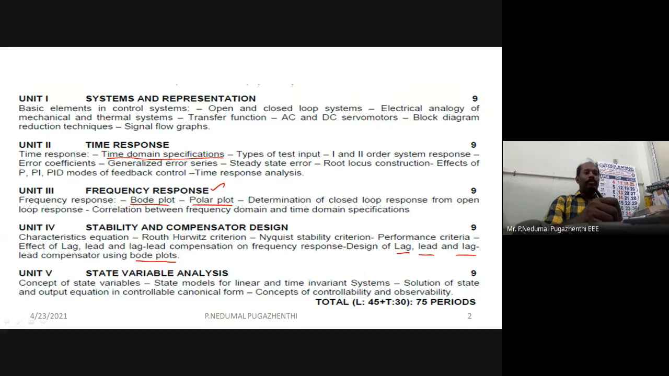So kindly be cautious while you are listening to the classes. Please be cautious while we are dealing with Bode plots.